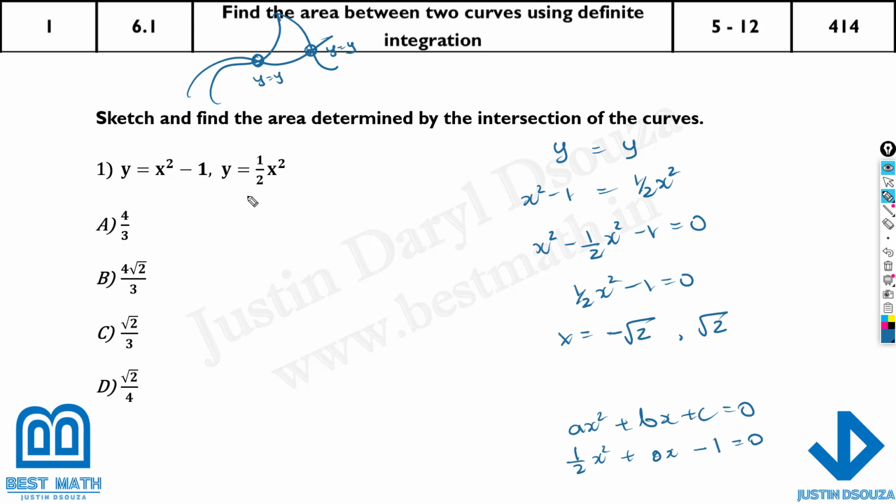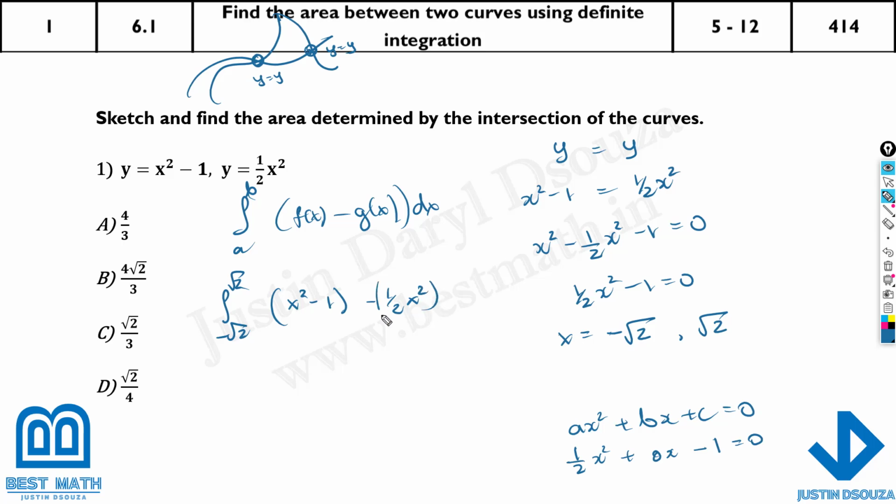So here in the formula we have a to b, first function minus second function dx. So how are you going to write this? It's going to be minus square root 2 to square root 2, and over here the function, let me take it as x squared minus 1 minus half x squared. Now I'm not sure whether this is the right one. This is the upper function, this lower. It might be other way around as well, but doesn't matter. This answer will have a negative sign.